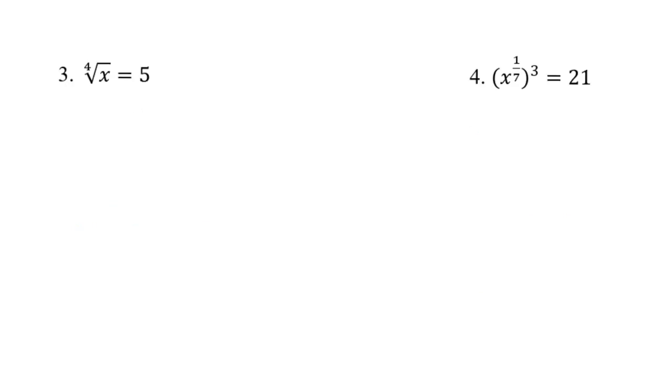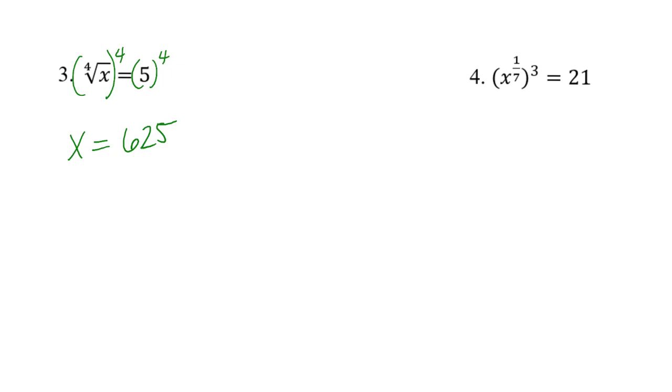All right, looking at number 3, we see that we have the 4th root of x equals 5. So we want to get rid of that 4th root by raising both sides to the 4th power. So we get x equals, and we can do 5 to the 4th power. It's 625. And we're done because x is by itself.